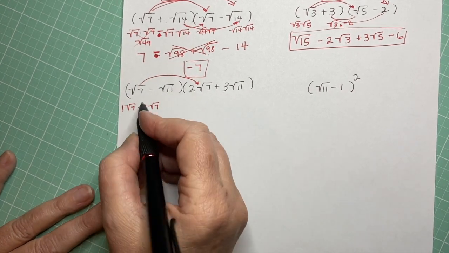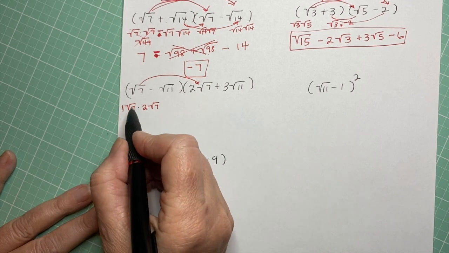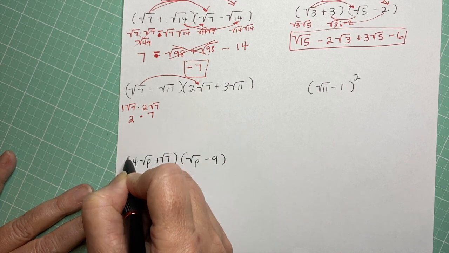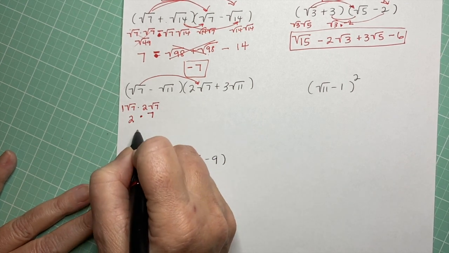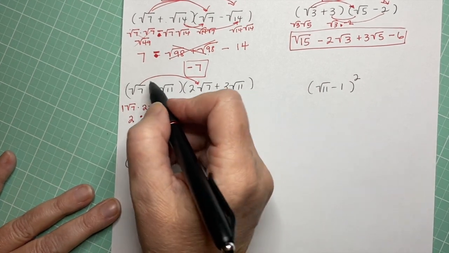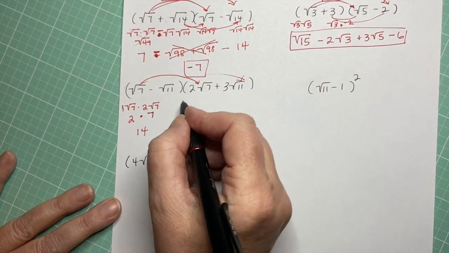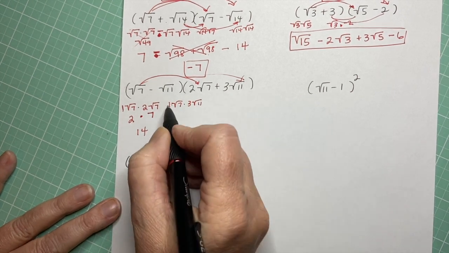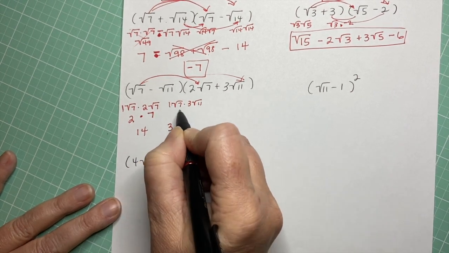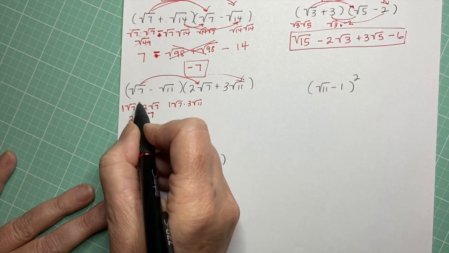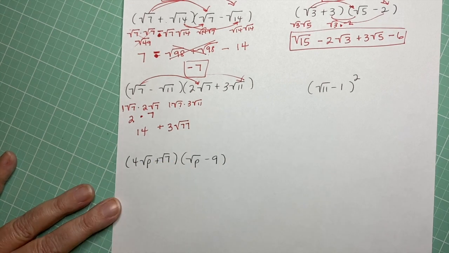So you're going to say 1 times 2 is 2. And the square root of 7 times the square root of 7 is the square root of 49, or a regular 7. And then 2 times 7 is going to be 14. So you got to multiply the square roots times the square roots and the numbers times the number. Then we're going to say the square root of 7 times 3 square roots of 11. Again, that's like a 1. So 1 times 3 is 3. The square root of 7 times the square root of 11 is the square root of 77. And a positive times a positive is a positive.